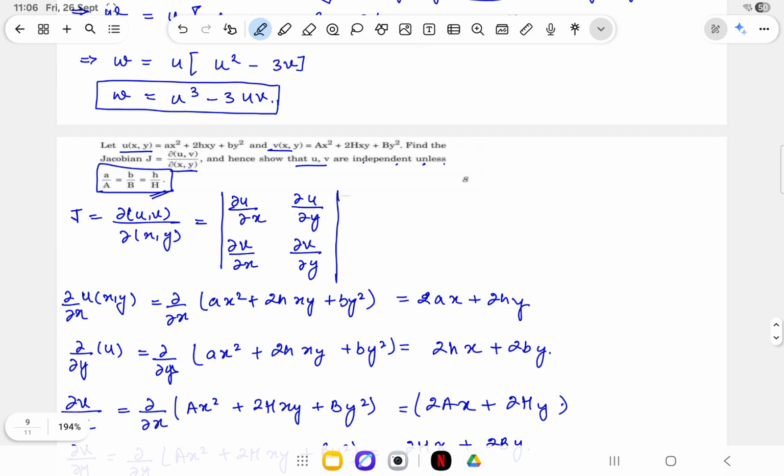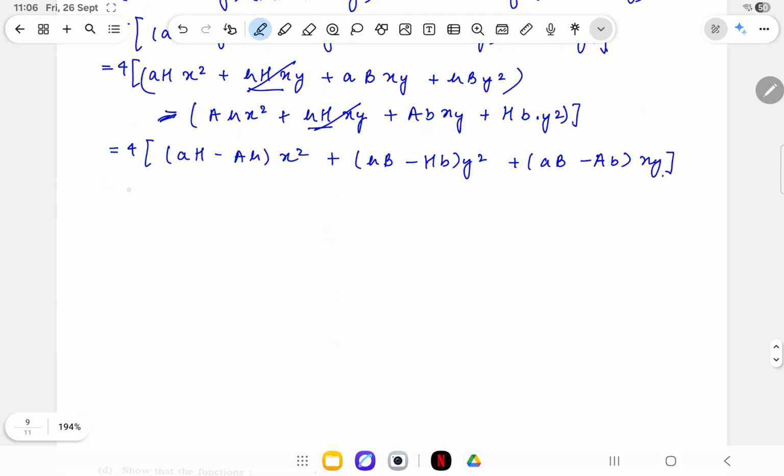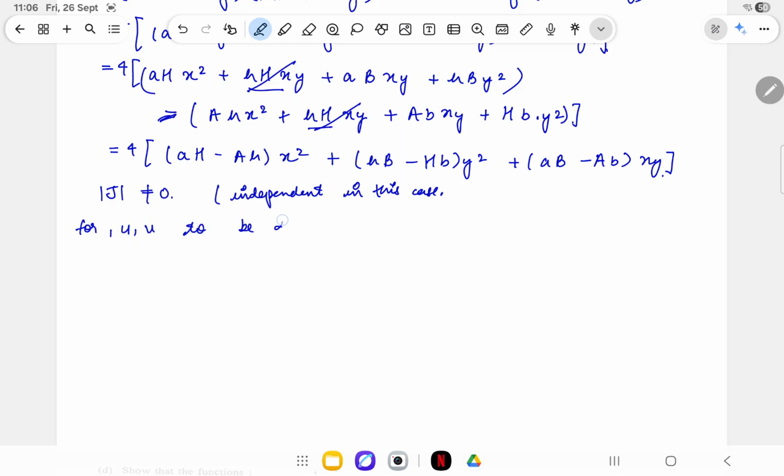So like we are further supposed to show that these are independent unless this relation holds. So they are dependent if our Jacobian is equal to 0, and they are independent if it is not equal to 0. Now let's see when will they be dependent. So for u, v to be dependent, the Jacobian must be equal to 0 for all x, y.